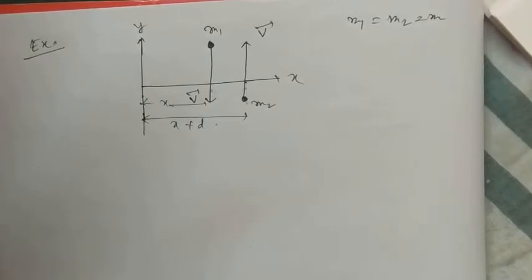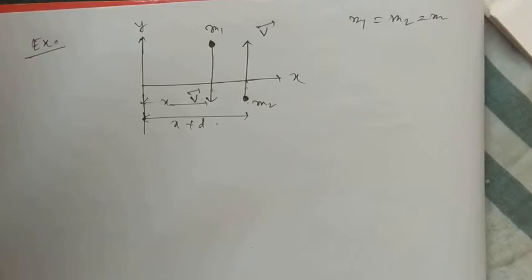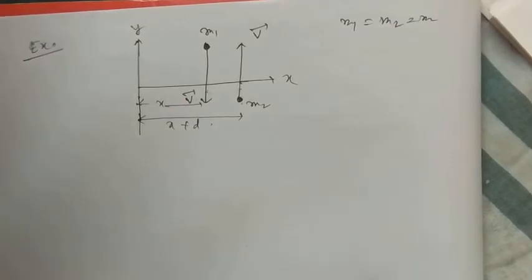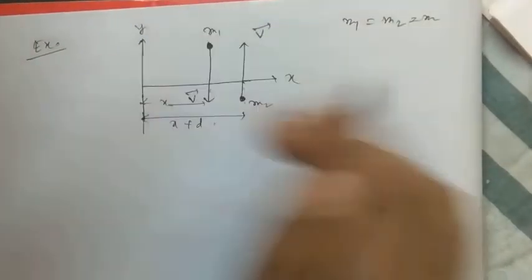Show that the vector angular momentum of the two particle system is the same whatever be the point about which the angular momentum is taken. I repeat, show that the vector angular momentum of the two particle system is the same whatever be the point about which the angular momentum is taken. So these are two particles of the same mass moving parallel to the y-axis.